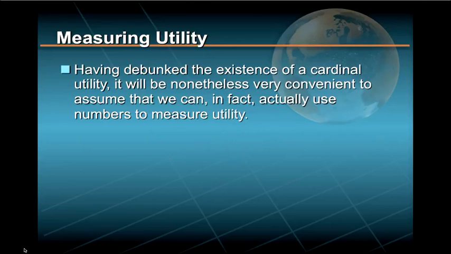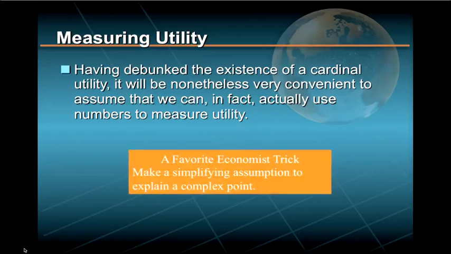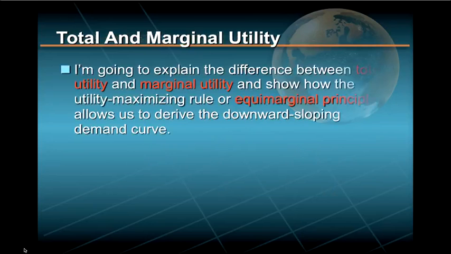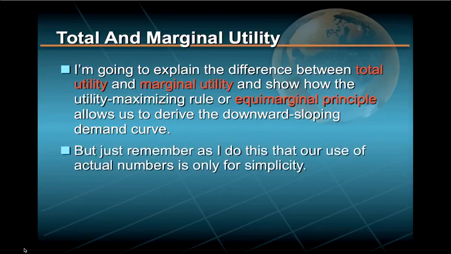Now, having debunked the existence of a cardinal utility, it will be nonetheless very convenient for me now to assume that we can, in fact, actually use numbers to measure utility. This is a favorite trick of economists. Make a simplifying assumption to explain a complex point. In this case, I'm going to explain the difference between total utility and marginal utility and show how the utility maximizing rule, or equimarginal principle, allows us to derive the downward sloping demand curve. But just remember as I do this that our use of actual numbers is only for simplicity.